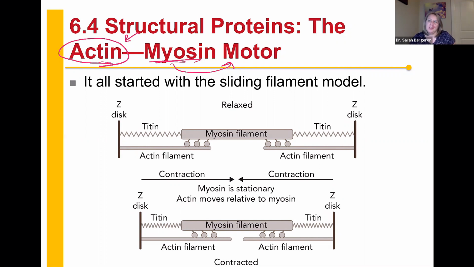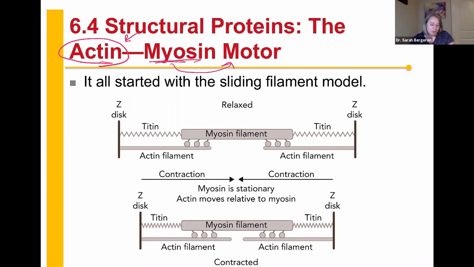And so this model was first proposed in 1954 from two different groups, one at the University of Cambridge in England and one at MIT in Massachusetts. It was called the sliding filament model. It stated that muscle cells have these filaments that have two proteins in them majorly. I mean, there's more, but the two major proteins are actin and myosin.